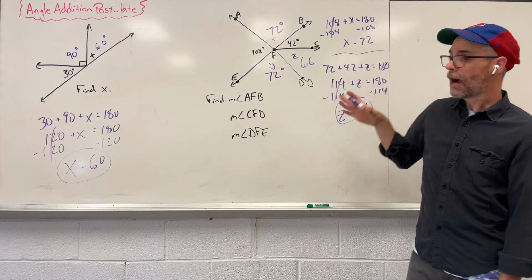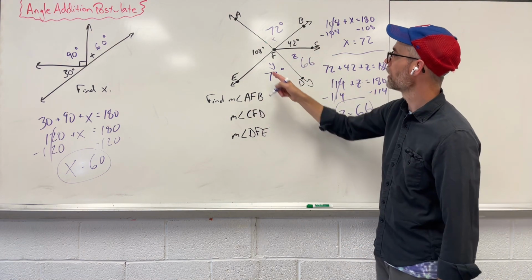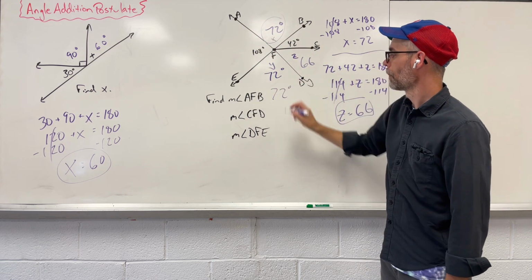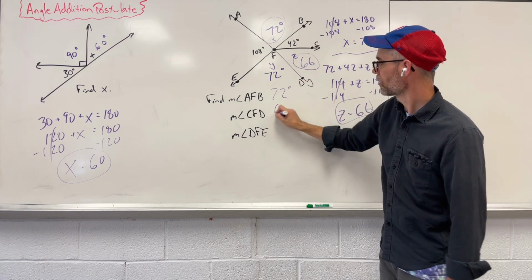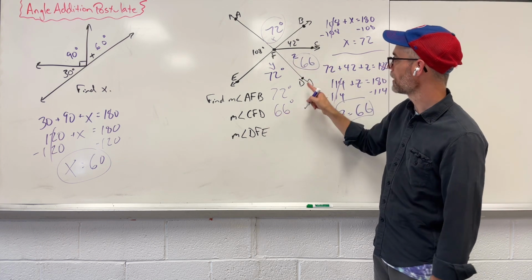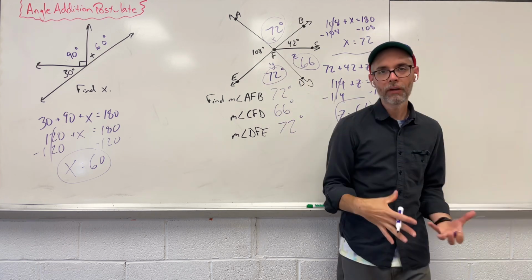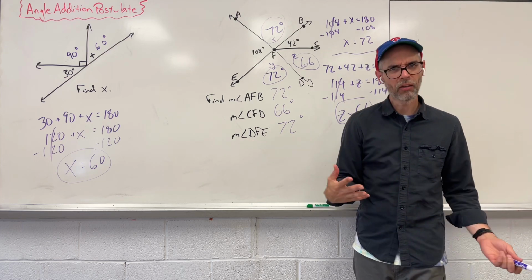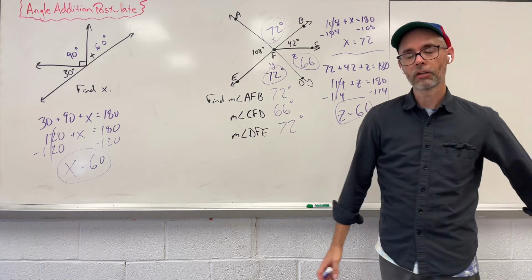Okay, now let's go back to what we're looking for and fill in the information. AFB is 72. CFD is 66. And DFE is 72. If we label everything first, then when we go find these confusing looking angles, everything kind of falls right into place. And that is using the angle addition postulate.